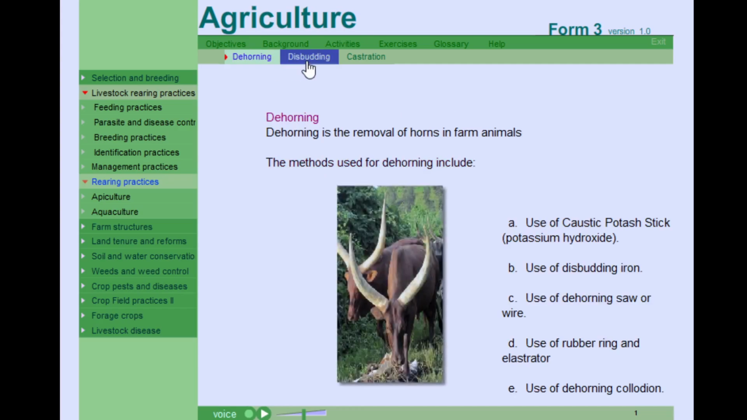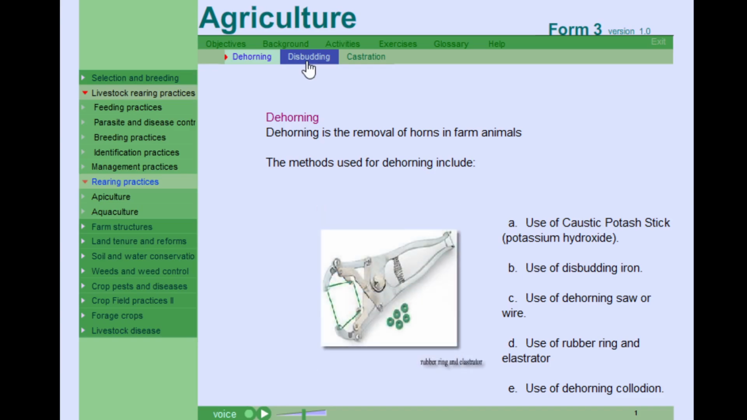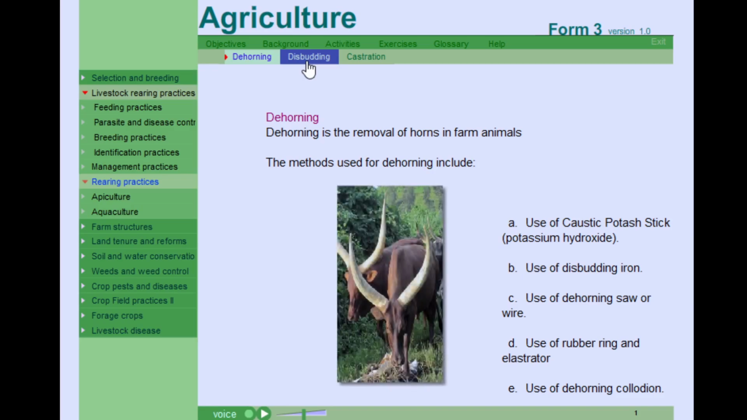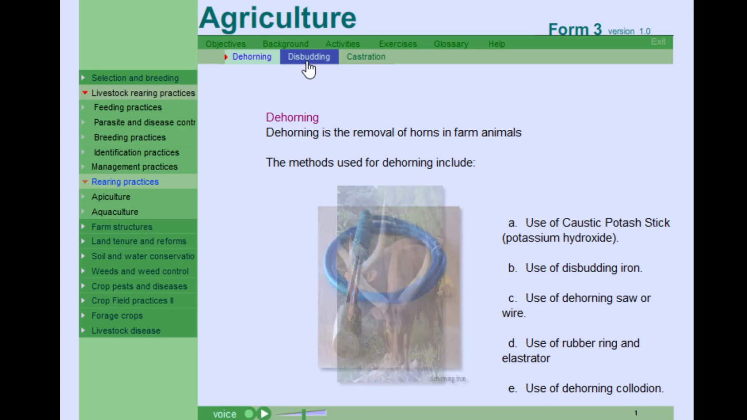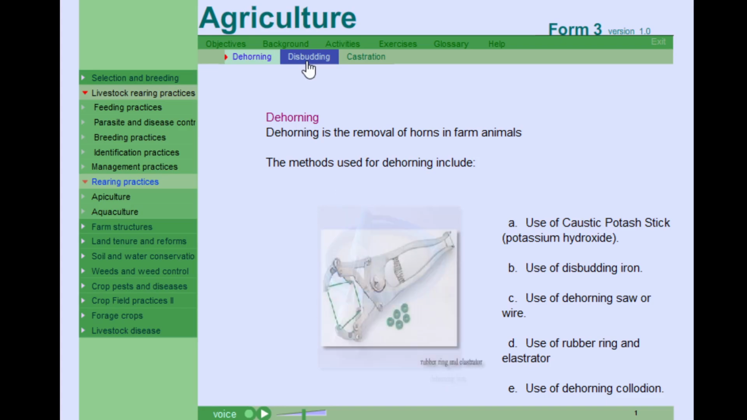Dehorning. Dehorning is the removal of horns in farm animals. The methods used for dehorning include use of caustic potash stick or potassium hydroxide, use of disbudding iron, use of dehorning saw or wire, use of rubber ring or elastrator, and use of dehorning collodion.